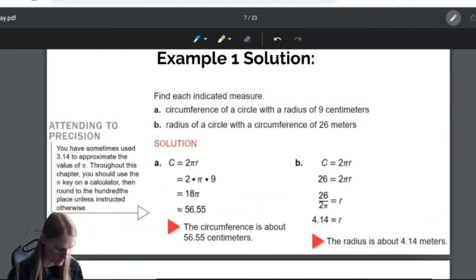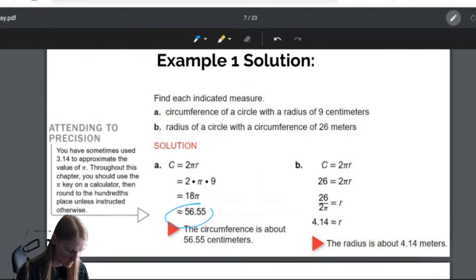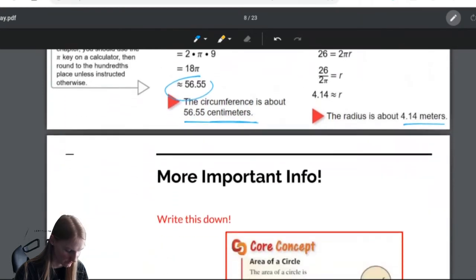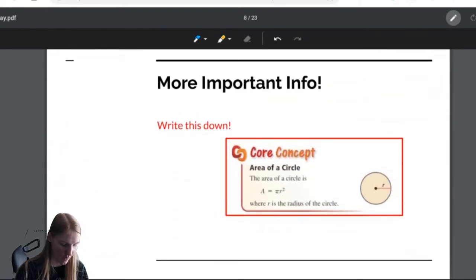Okay, let's check and make sure that we were right. Booyah! Centimeters, look at them including their units, and 4.14 meters. Wonderful. Alright, more important information.